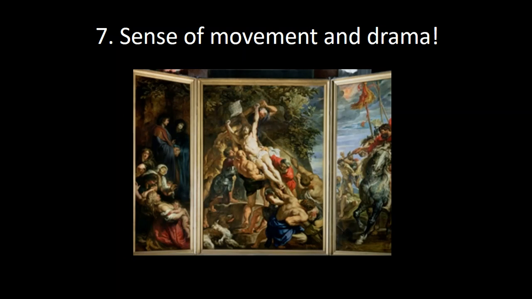Which of the following is a characteristic of Elevation of the Cross by Baroque artist Peter Paul Rubens of the Netherlands? Well, we can see this sense of movement and drama. One of the best ways to convey movement in art is to use diagonal lines. And this diagonal line of Christ right here is bringing our eye right into the scene.